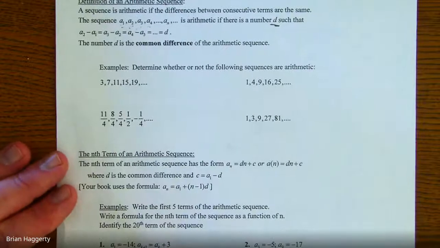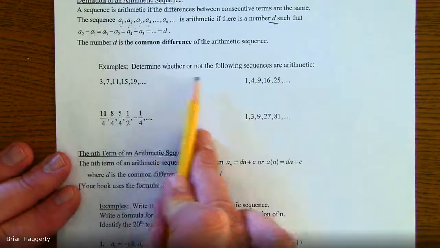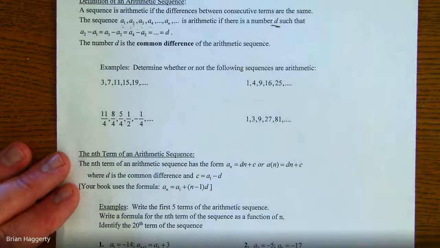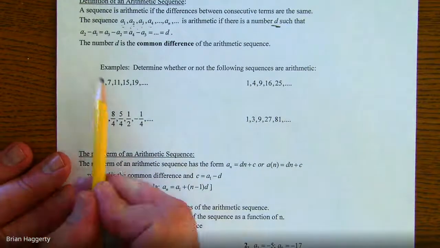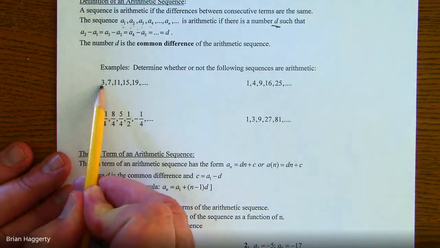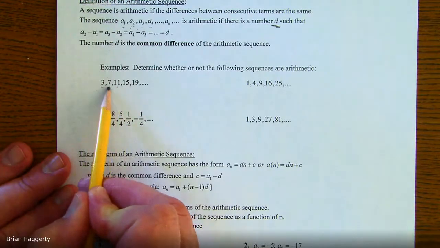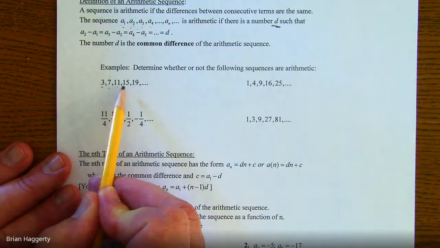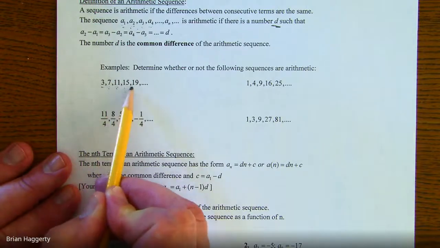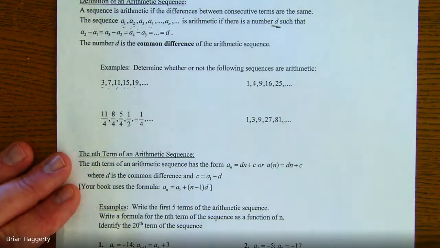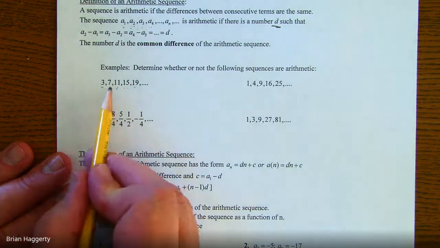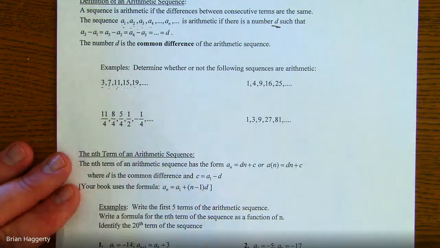All right, so some simple examples here. Determine whether or not the following sequences are arithmetic. Well, 7 minus 3, is that the same as 11 minus 7? Is that the same as 15 minus 11? Is that the same as 19 minus 15? Yes, it is.